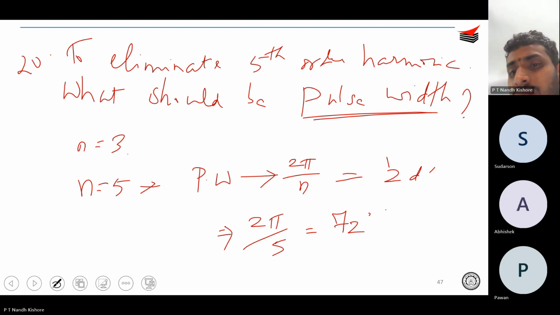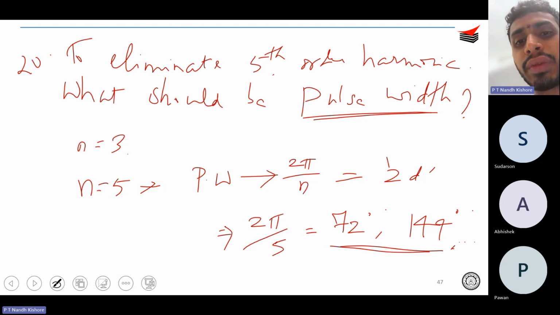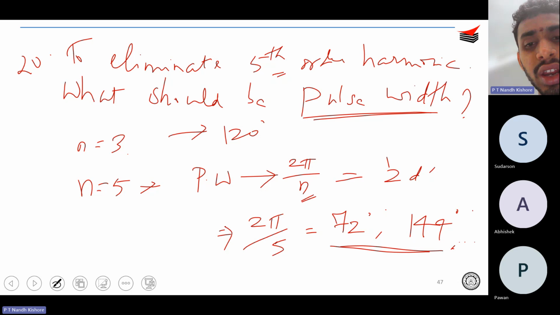Okay. Fine. Even you will see that multiples of these will also eliminate. So 72 into 2. What is 72 into 2? 144. So this will also help in eliminating the fifth order harmonics. Okay, multiples will help. So 72 and 144 degrees. If you use as the pulse width, you can always eliminate your fifth order harmonic. 2 pi over n, that's the key. Okay, for 3, we saw that the pulse width should be 120 degrees. Got it?